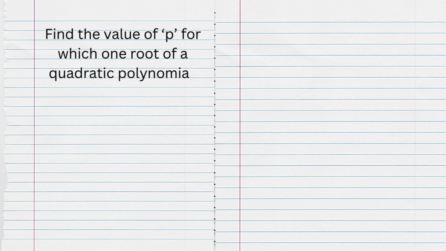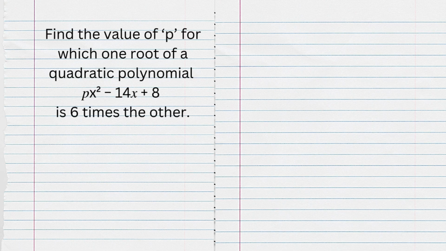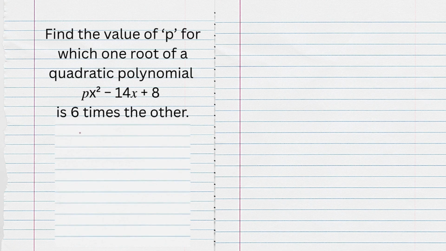Find the value of p for which one root of the quadratic polynomial px squared minus 14x plus 8 is 6 times the other. Since one root of the polynomial is 6 times the other, we can take the two roots as alpha and 6 times alpha.